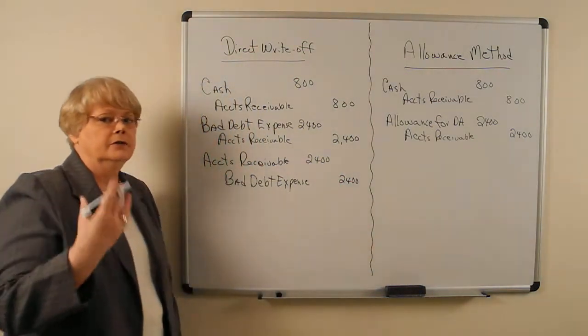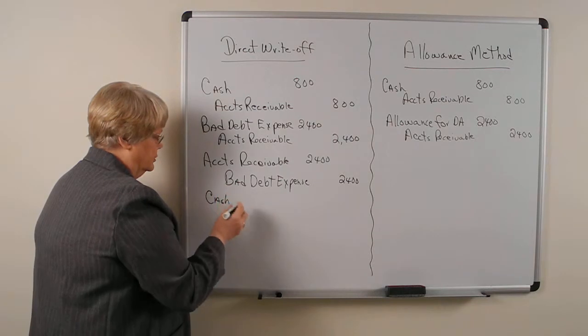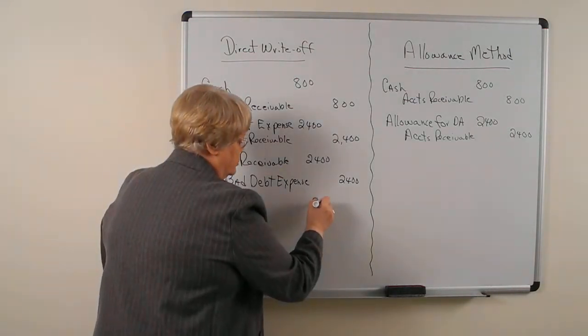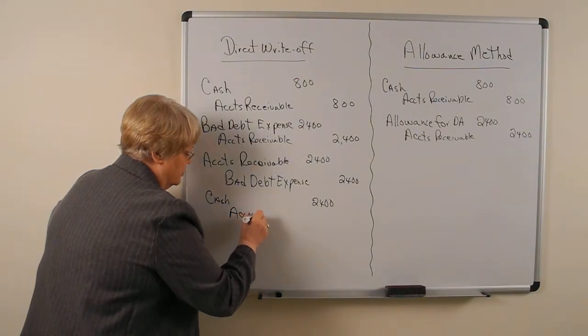And then we're going to record the receipt of cash to actually pay it off. Okay, so the cash is $2,400. We're going to debit cash and credit accounts receivable.